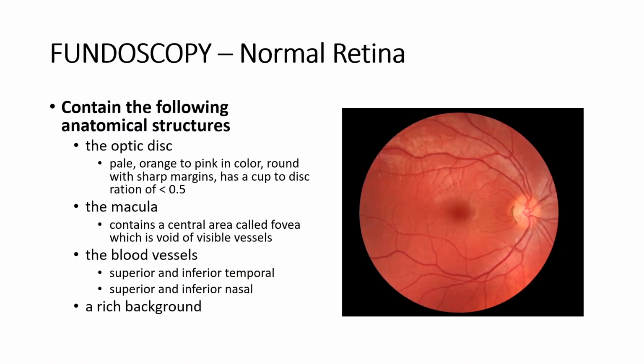The second important topic I would like to discuss in ophthalmology is retinopathies. But before we go to the pathologies, I would like us to appreciate the normal retina. This is what a normal retina looks like. In fundoscopy, we have the nice optic disc, the macular area, the nice blood vessels, and the rich background.